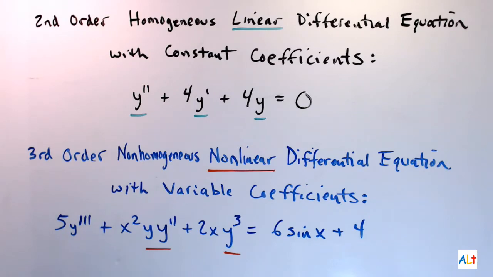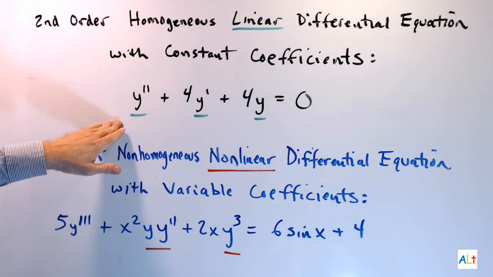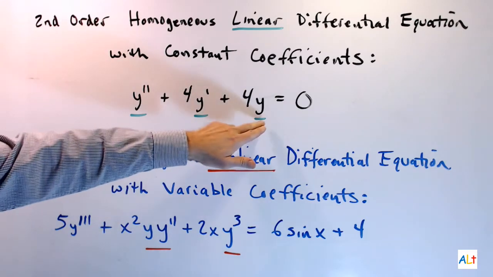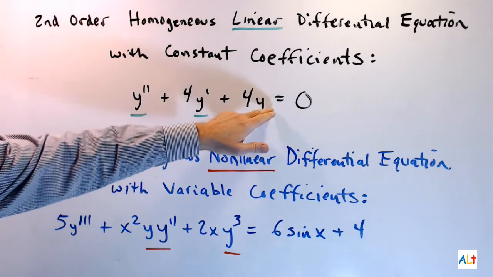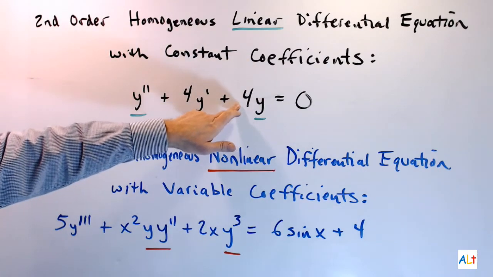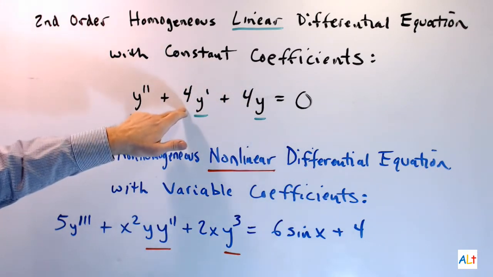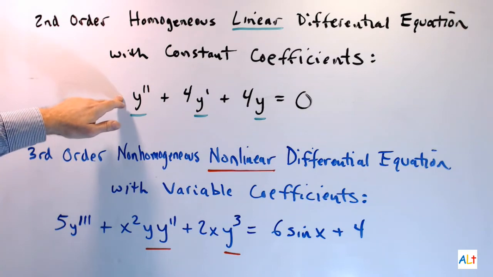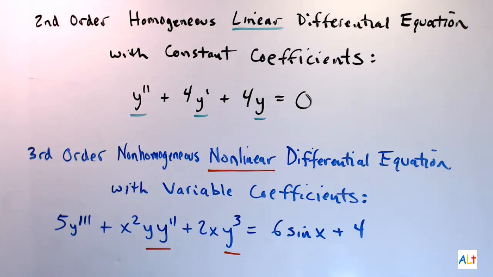Linear and nonlinear. A linear differential equation has all linear terms. Each of these is a linear term, which means that it contains only a y, or a derivative of y, being multiplied by something else that does not have a y. So y times 4, y prime times 4, and then, that's y times 1, whatever you want to call it, but that's linear as well.